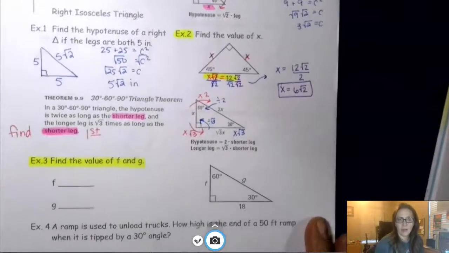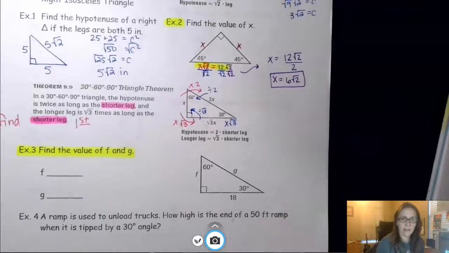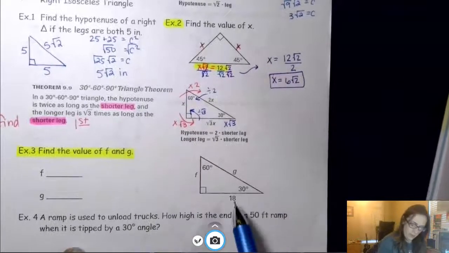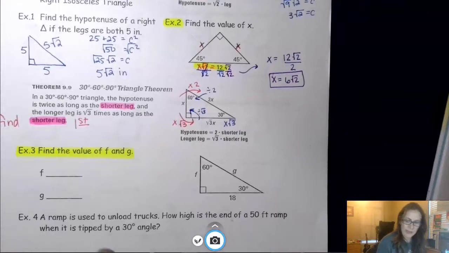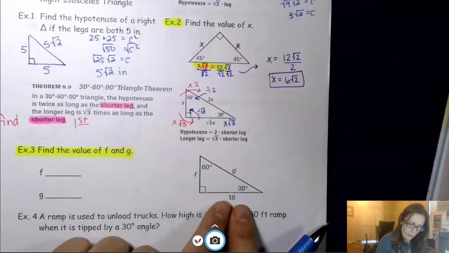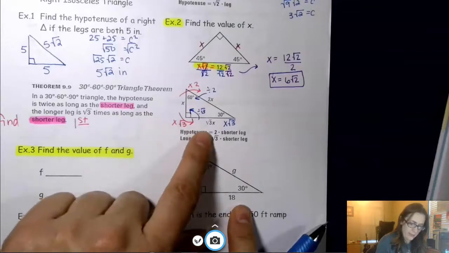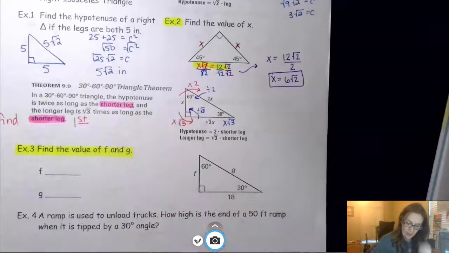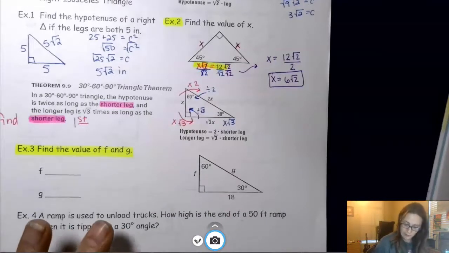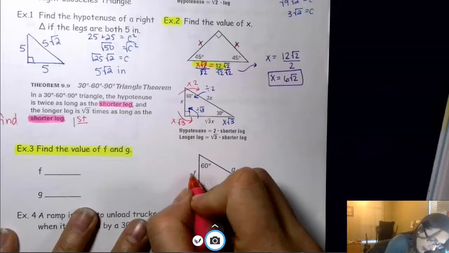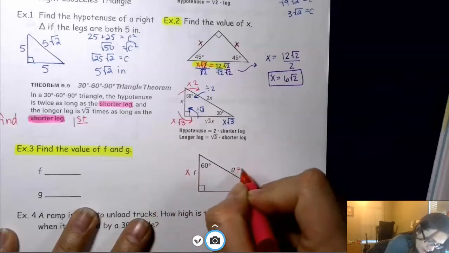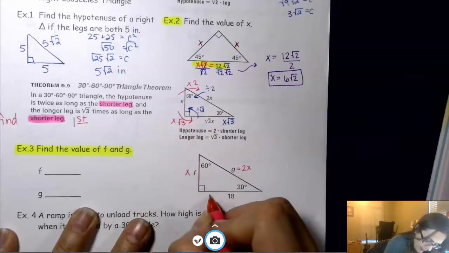So, going on, go to this one. Can you find the value of f and g? Well, we have 18. Is 18 my shorter or my longer leg? It's my longer leg. So again, if I'm going to go from 18 to f, I'm going to divide by root 3. If you don't have it memorized, I prefer to set up the general form. So I'm going to say, well, f is x. Over here we have 2x. Here we have x root 3.